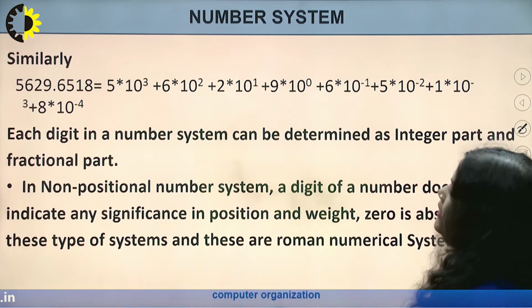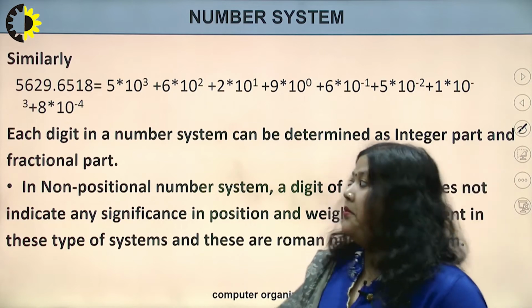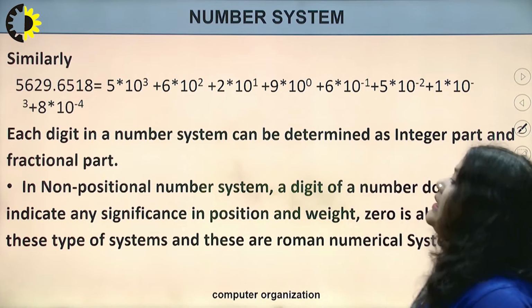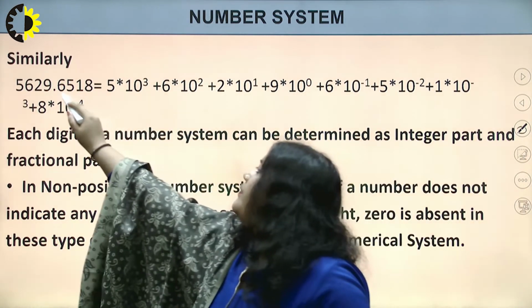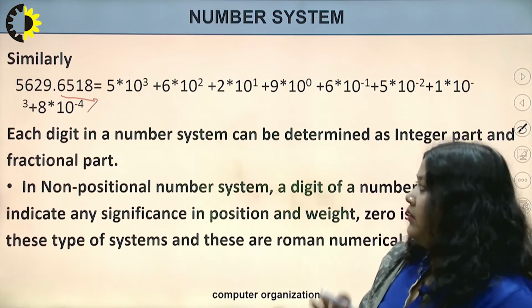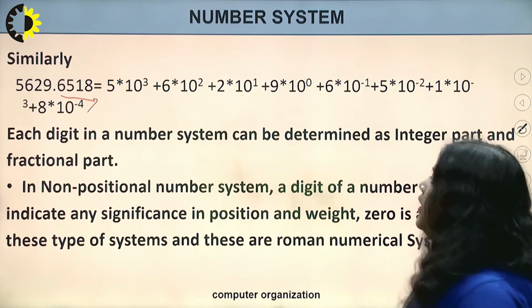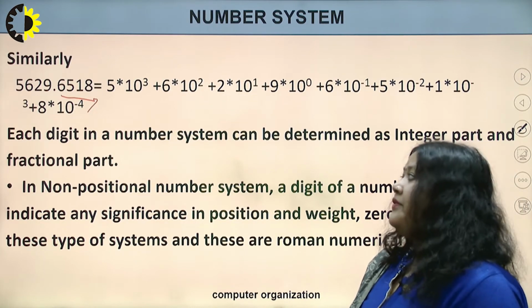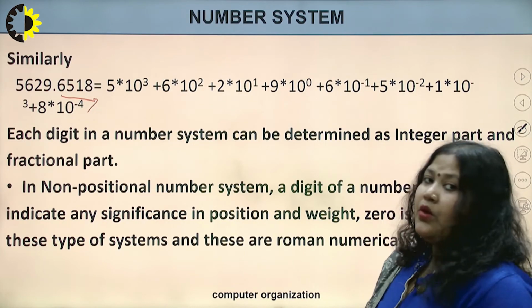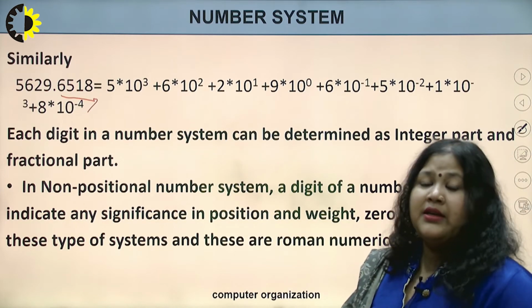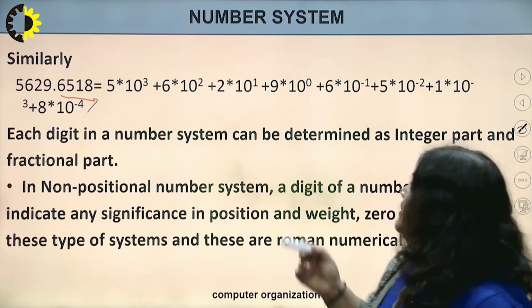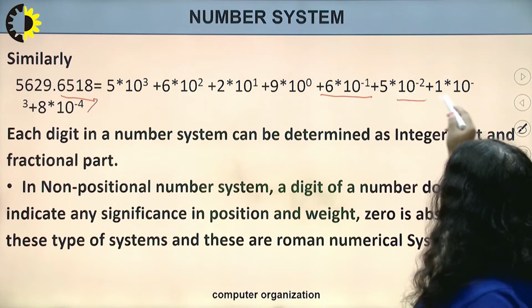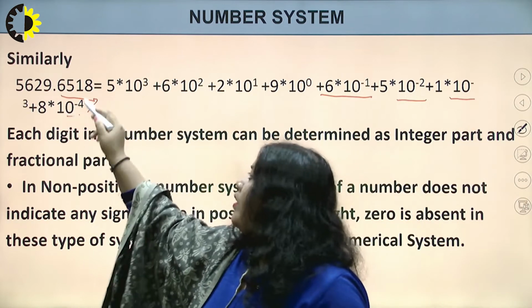Now similarly, a second example with a decimal number. The number is 5629.6518. When it is a decimal number, we start the counting from the decimal point, from left to right. We do not start from 0 after the decimal, in the fractional part; we start from minus 1, not minus 0, because minus 0 counting is not considered in the number system. So it is 6 multiplied by 10 to the power minus 1, then minus 2, minus 3, minus 4 from left to right.